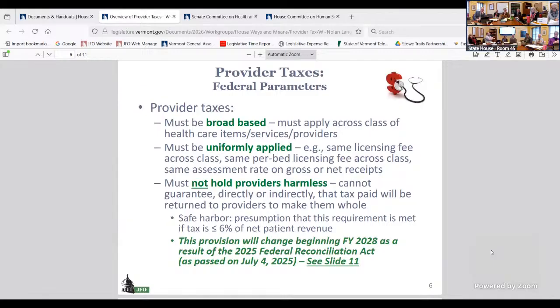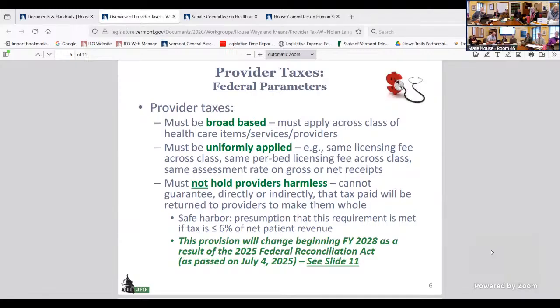And then finally, you must not hold providers harmless. In general, the idea behind provider taxes is to tax providers to generate revenue that then can be matched with the federal matching funds from the percentages Nolan was showing you. And then the funds are redistributed to providers through Medicaid rates. So when they get paid for services, that's how we've generated a lot of the money to pay the providers for the services that they provide.